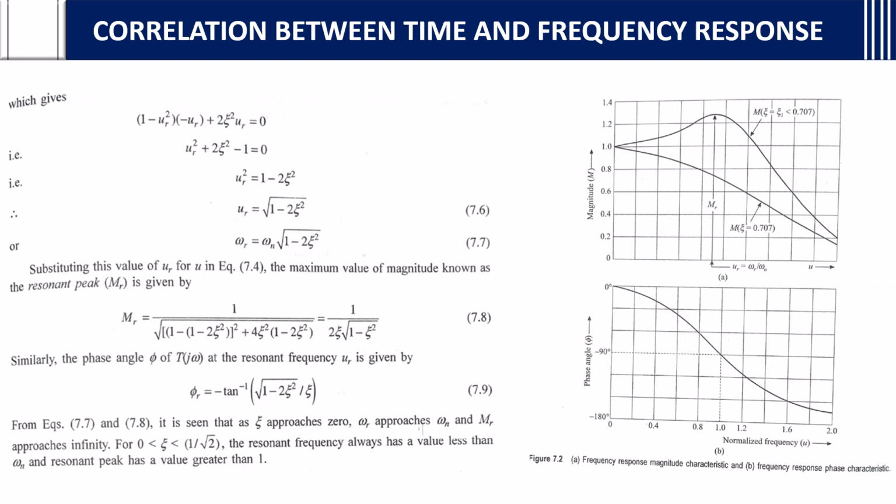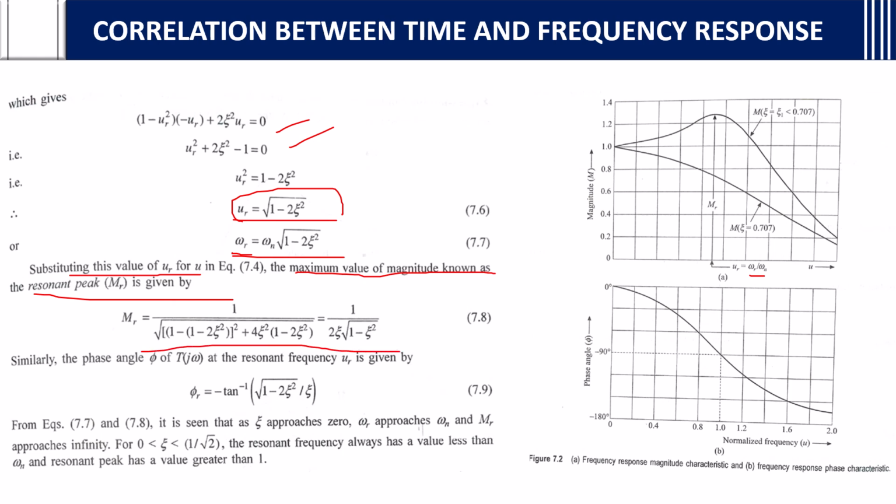Then if you continuously simplify, you will be left with ur equals root of 1 minus 2 zeta square. And ur is omega r by omega n, so omega r will be equal to this. Substituting this value of ur in equation 7.4, you will get the maximum value of magnitude, known as resonant peak Mr. If you substitute this ur in the main equation of M, then you will get Mr equals 1 by 2 xi root of 1 minus xi square. Similarly, if you substitute for the phase angle, you will get this.